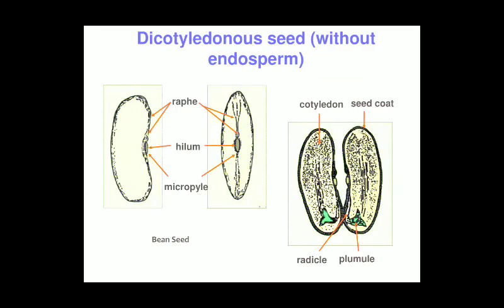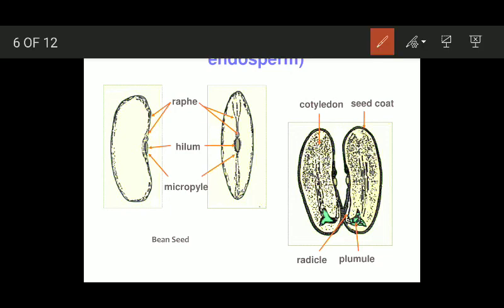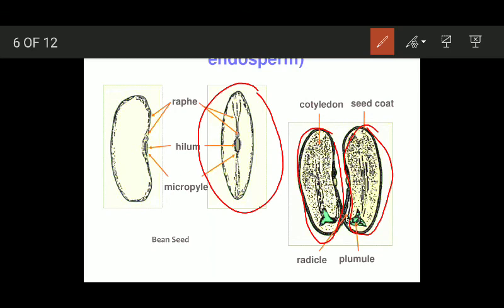Now a dicotyledonous seed without endosperm. Here you can see this is a bean seed. This bean seed does not contain any endosperm. These two fleshy lobes represent the cotyledons. In bean seeds you will find the cotyledons are swollen. They store the food material. The cotyledons themselves store the food material. There is no endosperm in bean seeds.